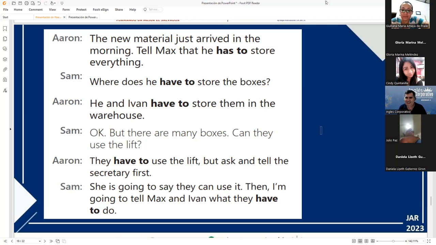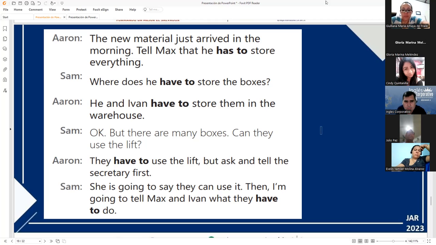Juliana, Aaron. Perfect. Okay. The new material just arrived in the morning. Tell Max that he has to store everything. Where does he have to store the boxes? He and Ivan had to store them in the warehouse.